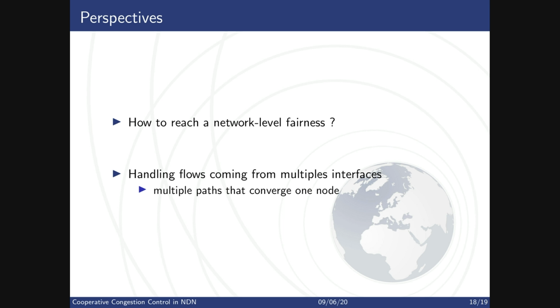One of the perspectives is quite clear and is how to reach network-level fairness on a global scale. We plan to define more complex algorithms in order to have even better performance. And one point that you might have noticed is that we only consider one incoming interface for the interest when there can be multiple. Thus, we plan to add this feature in our algorithm in the near future.